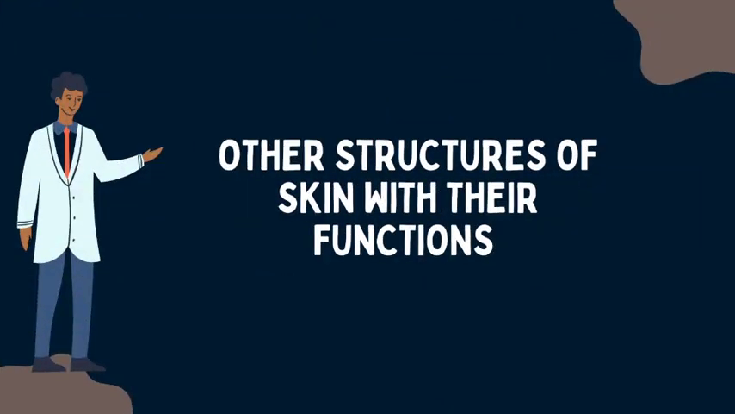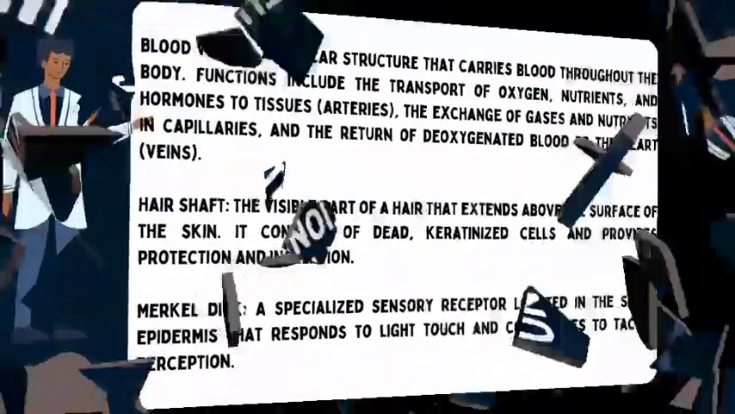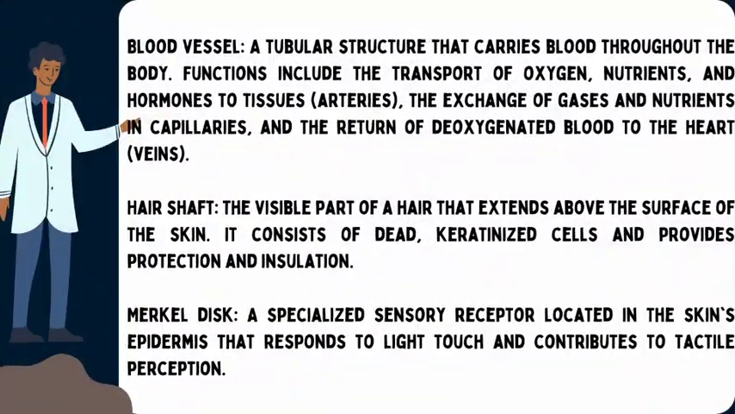Some of the other structures and functions of the skin are: First, blood vessel, a tubular structure that carries blood throughout the body. Functions include the transport of oxygen, nutrients, and hormones to tissues, arteries, the exchange of gases and nutrients in capillaries, and the return of deoxygenated blood to the heart, veins.